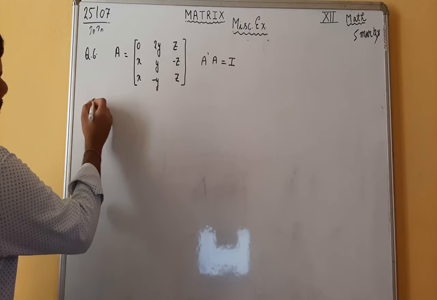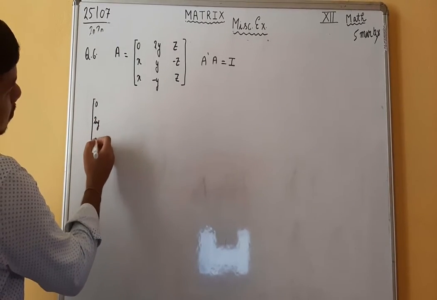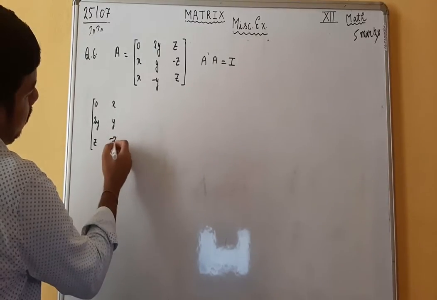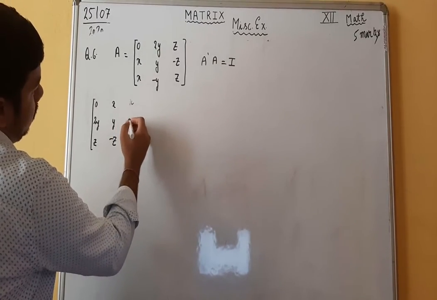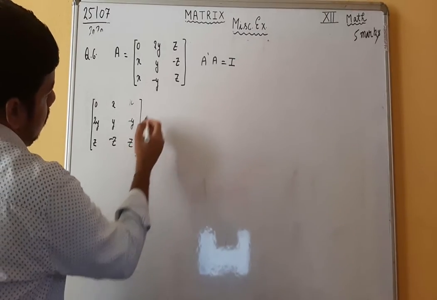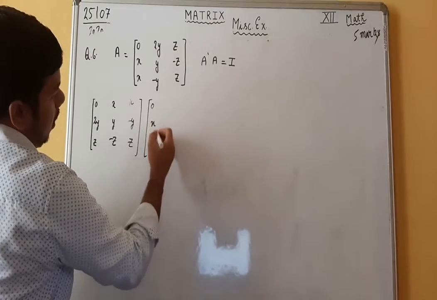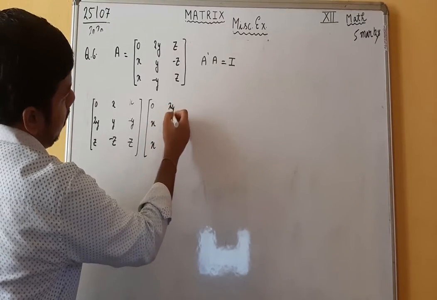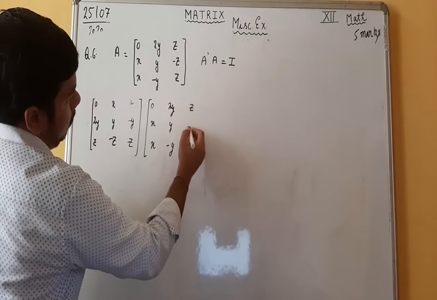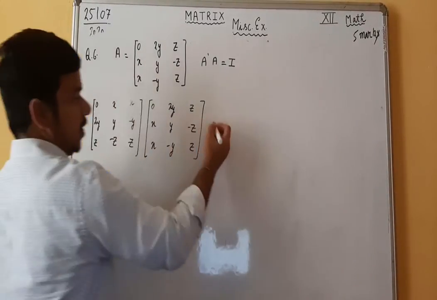So let us see the value of A dash. By interchanging the rows and columns: 0, 2y, z, x, y, minus z, x, minus y, z. The value of A is what? 0, x, 2y, y, minus y, z, minus z, z. Right? Let us multiply.